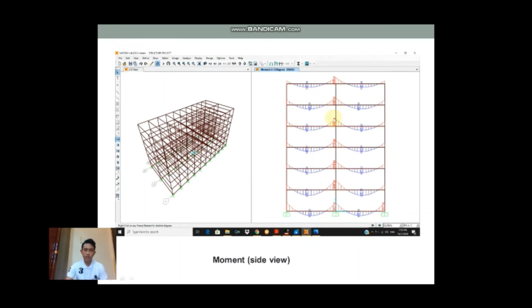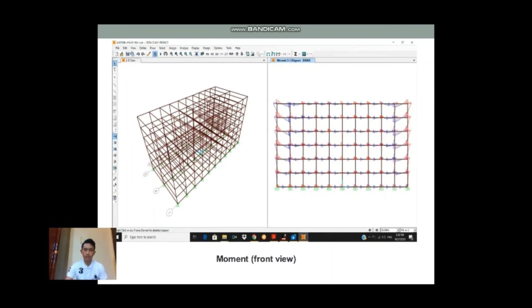Next is moment. This is side view. We know that moment can be influenced by SFD. So when SFD increases, the moment also will increase the same. This is from side view. Why this is from front view? Also from front view we get a problem. We cannot extract it in more detail. I can just take it like that.